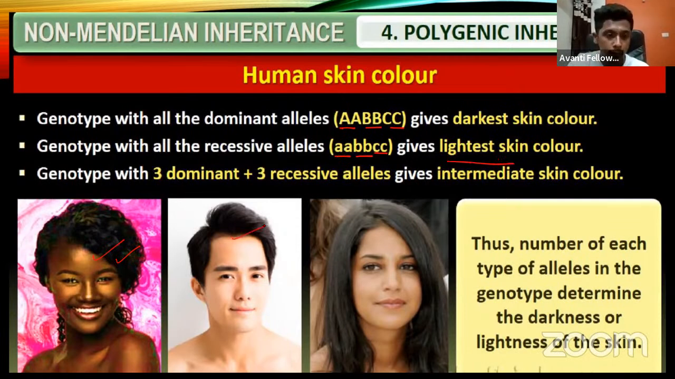Most of us Indians, I'm not being racist, but most of us have mixed alleles. We can have something like this: capital A, capital B, small b, capital C, small c. When we have mixed recessive alleles and mixed dominant alleles, the person's expression depends on the overall expression of the genes. So this is another example of non-Mendelian inheritance, that is polygenic inheritance, and the examples are human skin color and human height.